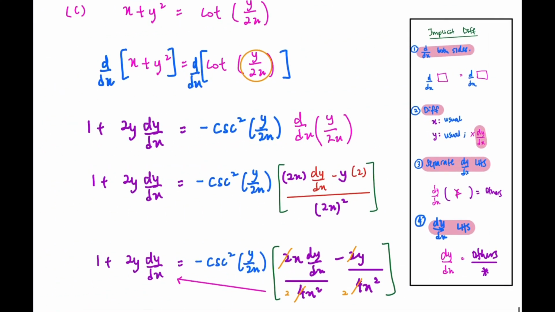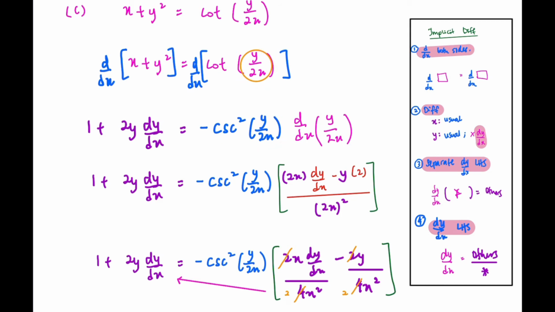Now let's proceed with part C. This is the question: x plus y squared equals cotangent of y over 2x. So be careful here, now you have a quotient. Okay, so let's do implicit differentiation. Take d over dx on both sides, and then let us differentiate them. Differentiate x is just 1. Differentiate y squared is 2y, then multiply by dy over dx, equal to differentiate cot of the argument, which is minus cosecant squared of the argument.